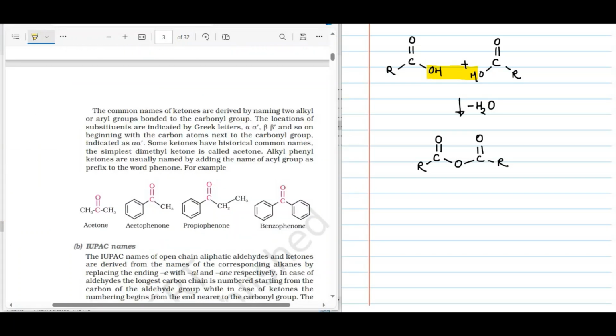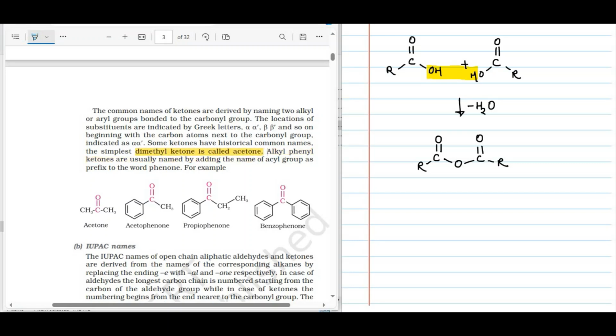The common names of ketones are derived by naming the two alkyl or aryl groups bonded to the carbonyl group. The location of substituents is indicated by Greek letters alpha, alpha dash, beta, beta dash, and so on, beginning with the carbon atom next to the carbonyl group, indicated as alpha, alpha dash. Some ketones have historical common names. The simplest, dimethyl ketone, is called acetone.